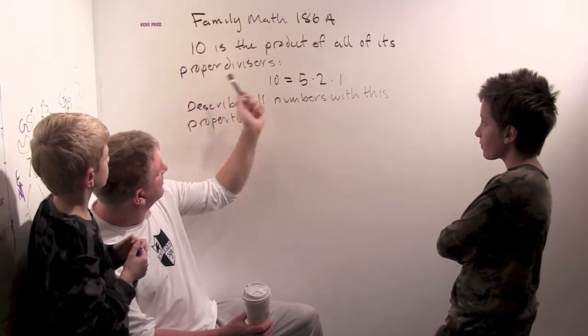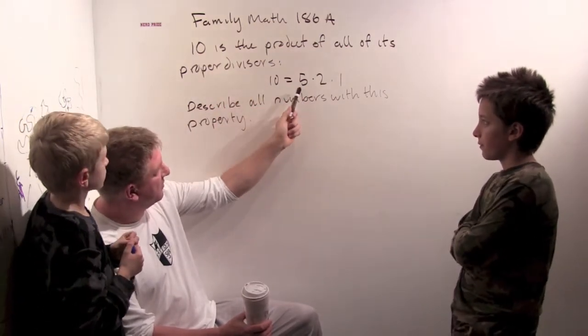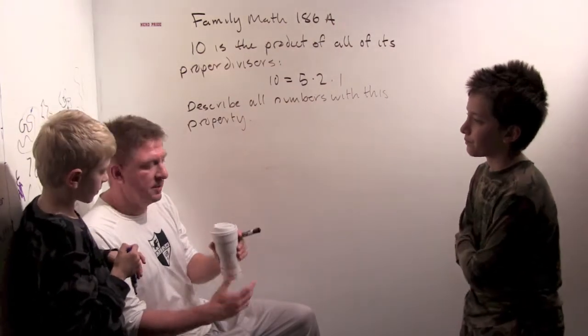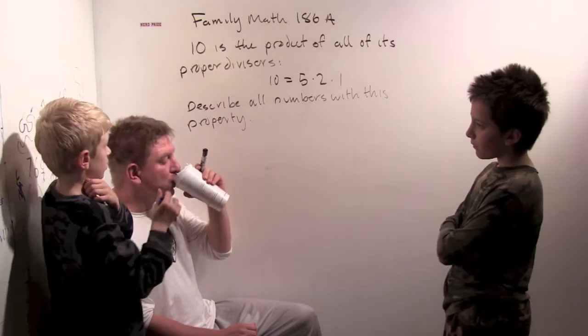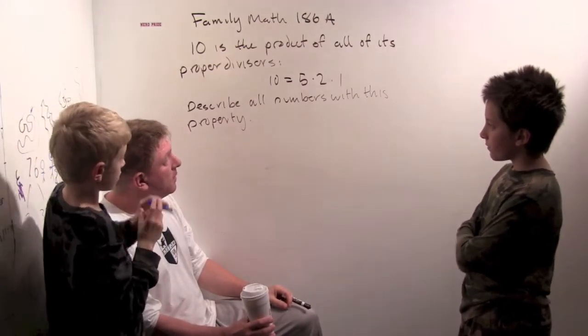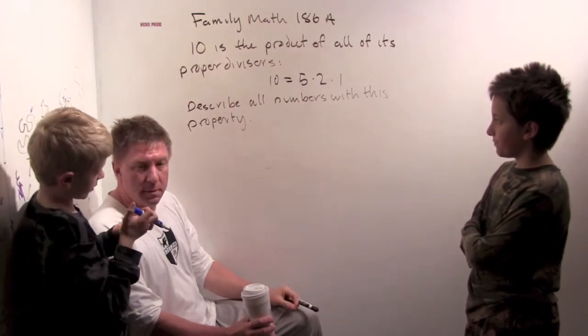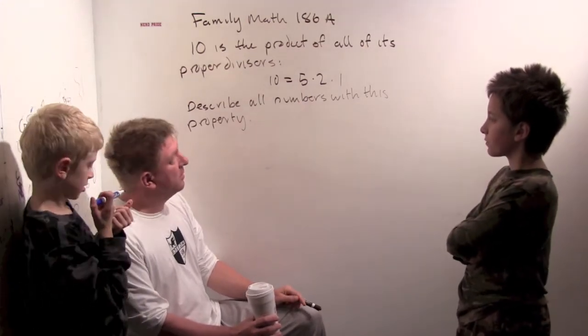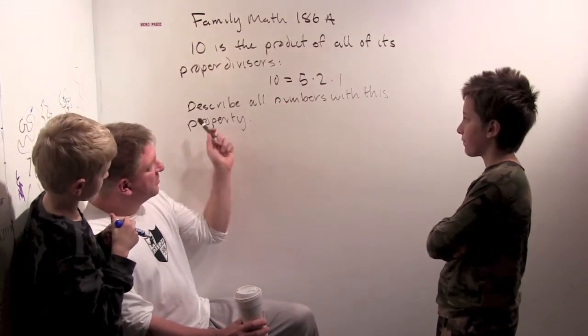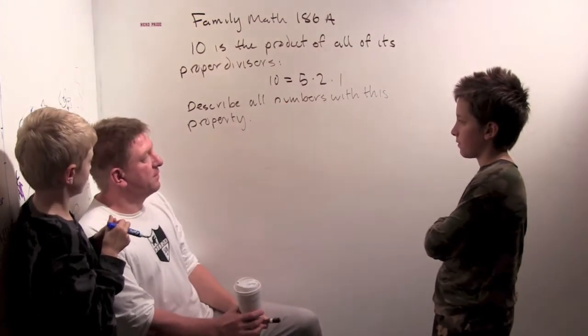10 is the product of all of its proper divisors. So 10 equals 5 times 2 times 1. What does proper divisors mean? Proper divisors are the divisors not including itself, so all the divisors of 10, not including 10. Okay, so all the divisors of 10, not including 10. Describe all numbers with this property.